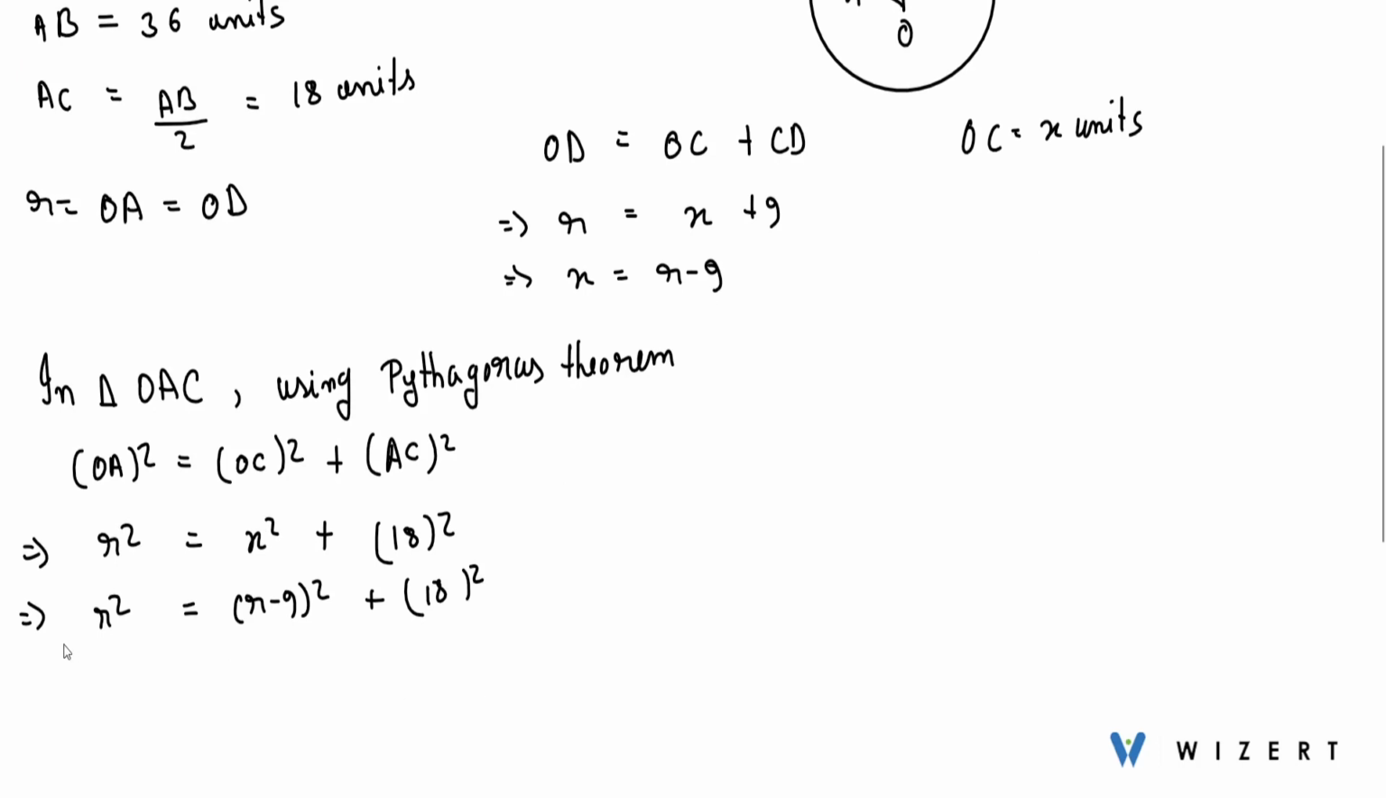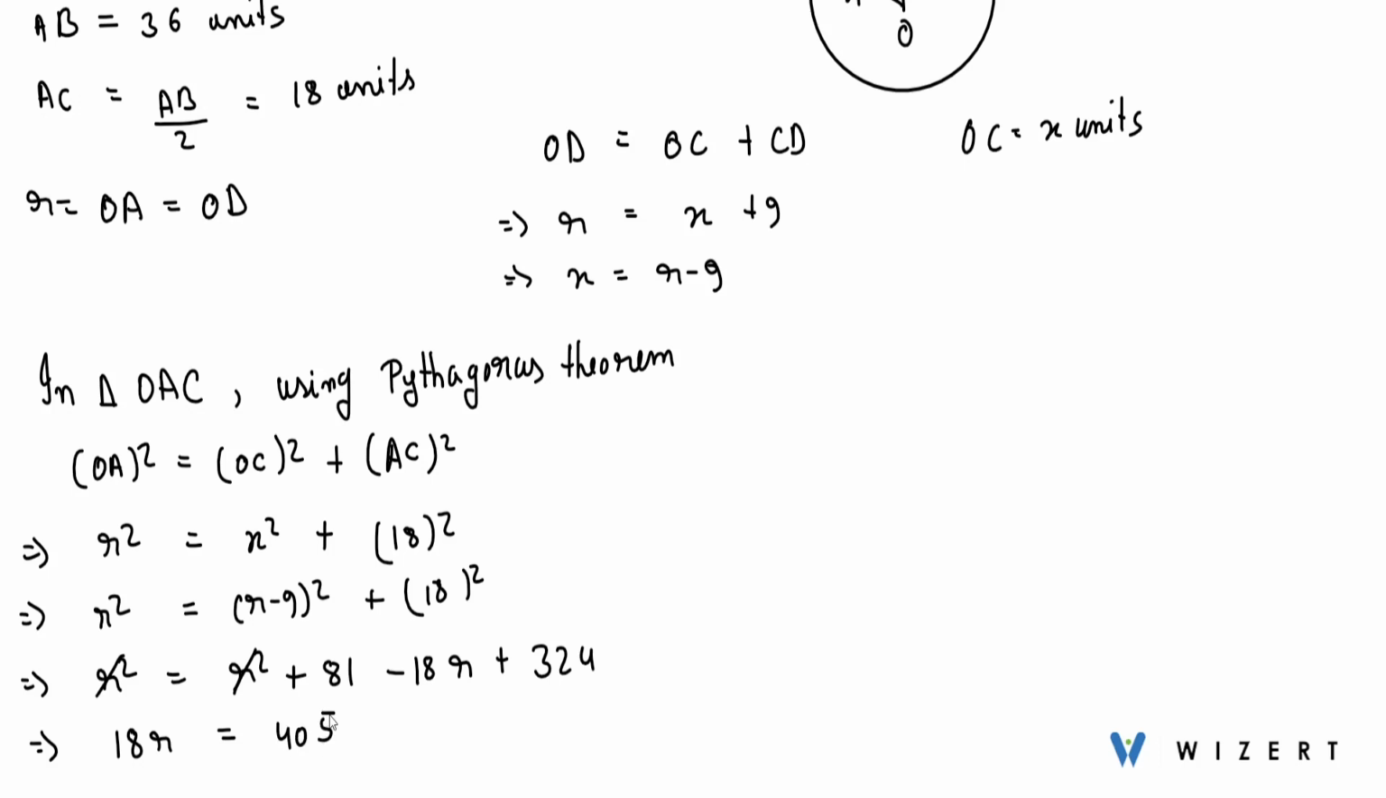So upon expanding, we will get R square equals R square plus 9 square, which is 81, minus 2 multiplied by 9 multiplied by R, which is 18R. So minus of 18R plus 18 square. So 18 square is nothing but 324. Now R square and R square will cancel out each other. Shift minus of 18R to the left hand side, so it will become 18R, which is equals 324 plus 81, which is 405, right?